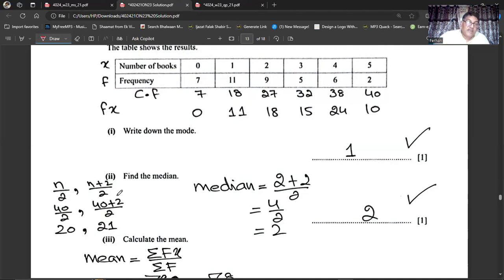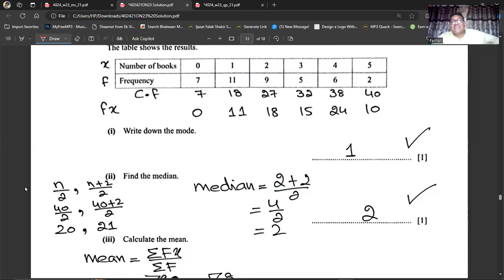So if this is even, then we use this formula. 40 divided by 2, that's 20, and 40 divided by 2 plus 2, that's 42. 42 divided by 2, that's 21. So the 20th number and 21st number are in the center of the data.